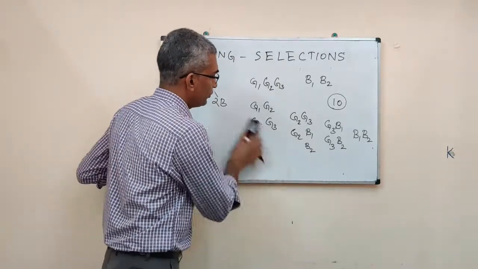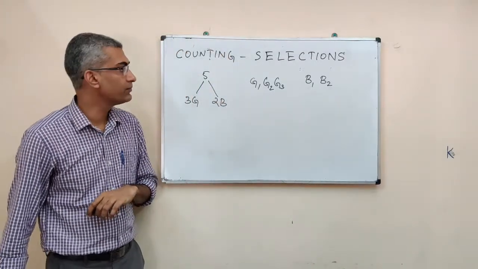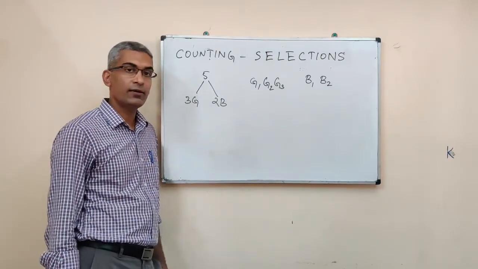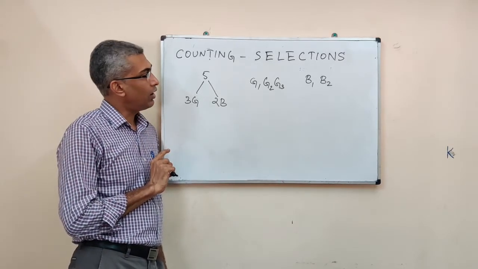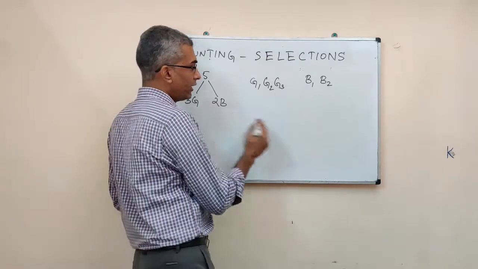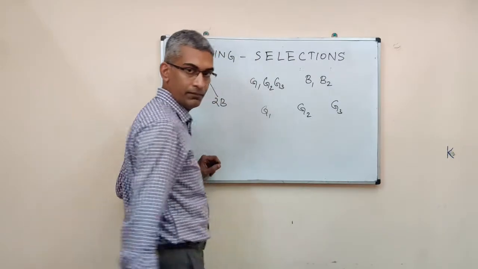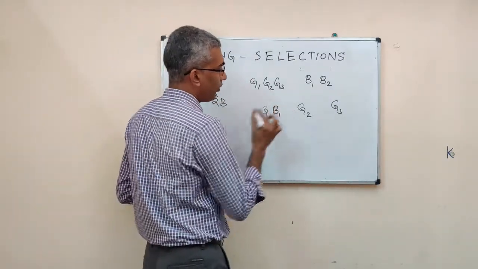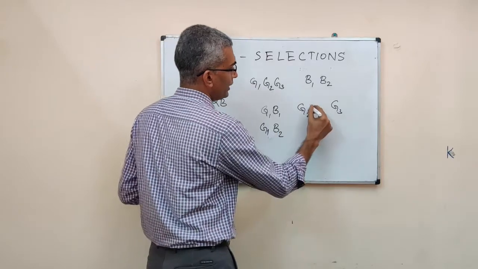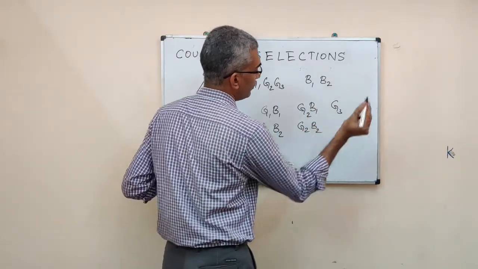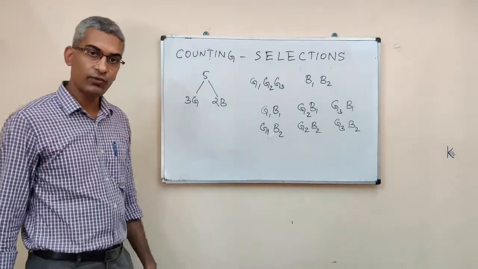Now let me introduce some restrictions to the situation. In this class there are 5 students, 3 of them are girls, 2 of them are boys. I want the same 2-member team to be selected, but the restriction is I want 1 girl and 1 boy to be part of the team. Let's see how many ways that can happen. I want a girl. That girl can be G1, G2 or G3. Then I want a boy, it can be boy 1 or boy 2. So the possibilities are G1, B1, G1, B2, G2, B1, G2, B2, G3, B1 and G3, B2. So total number of possibilities will be 6.